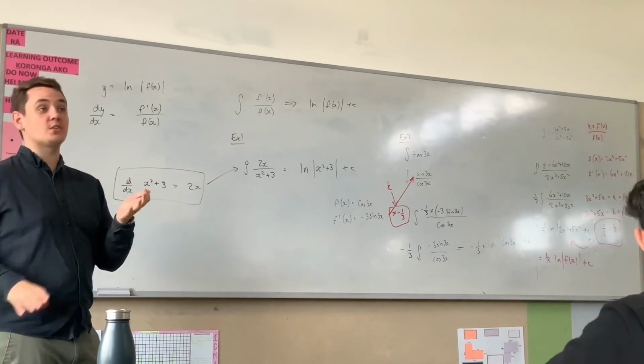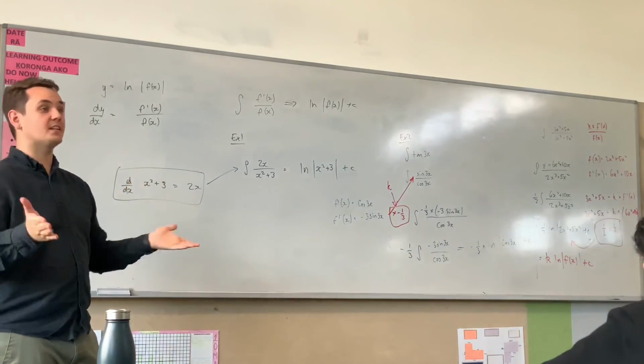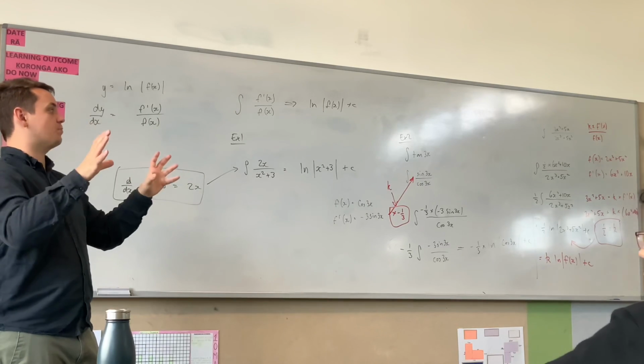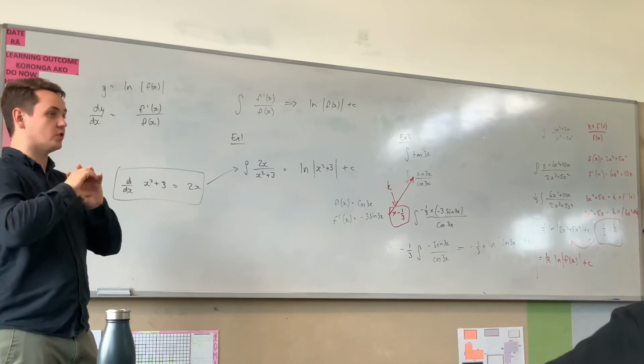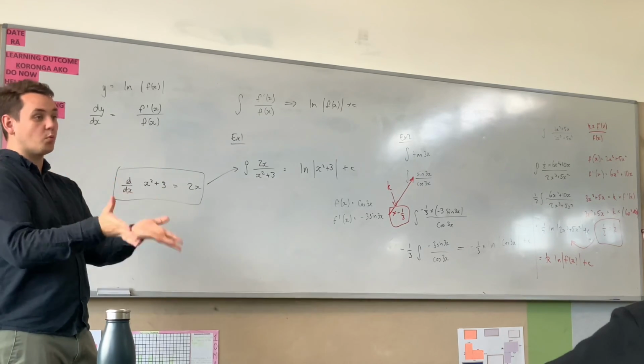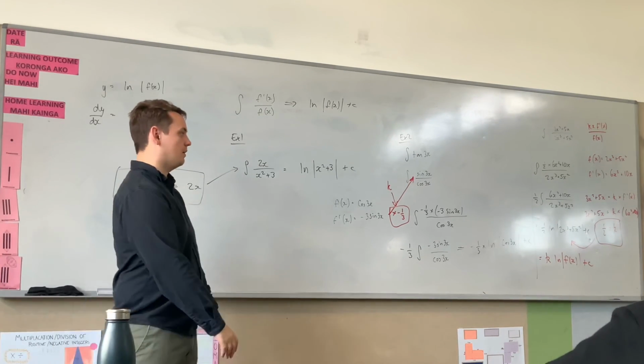So in reality, it's all about finding k. How can you re-express that numerator as the derivative of the denominator, and what would the k value be?